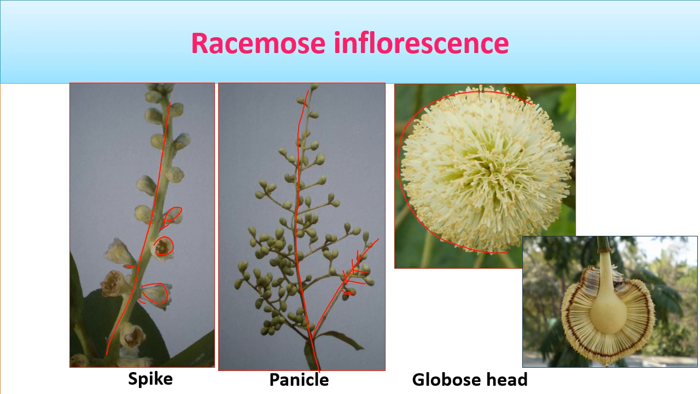This is the branch, and this branched structure has flowers. This is a typical globose or globular head inflorescence. Here you can see the thalamus, and flowers are arranged all around on all sides, and that's why this is called a circular or globular head. The name of the inflorescence is globose head type, which is typically seen in family Mimosae, in genus Acacia.